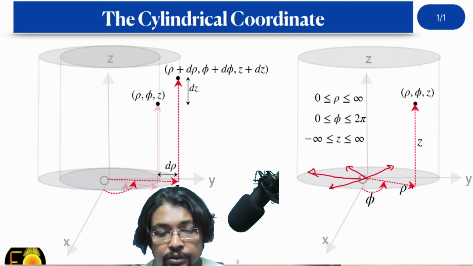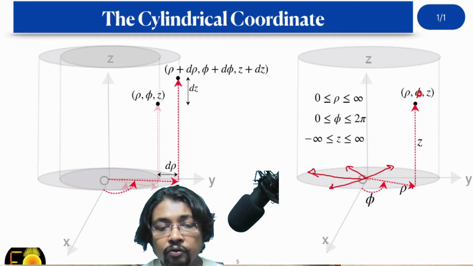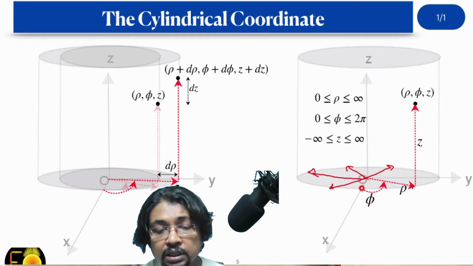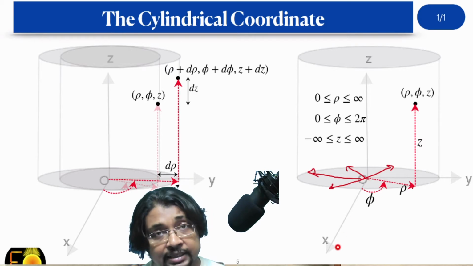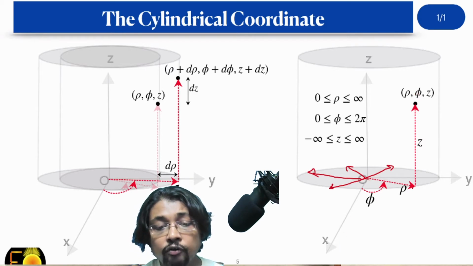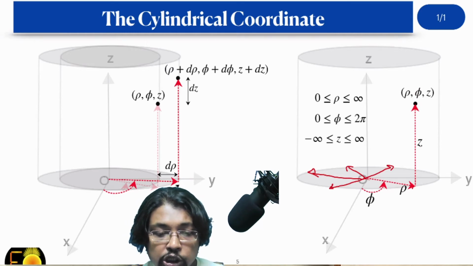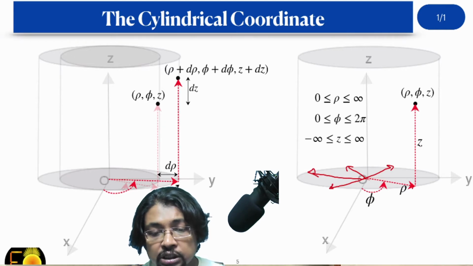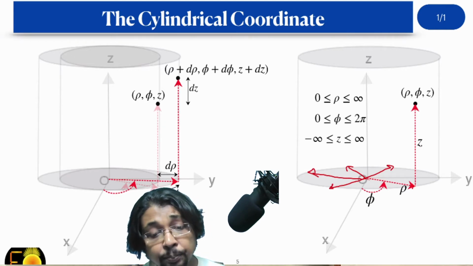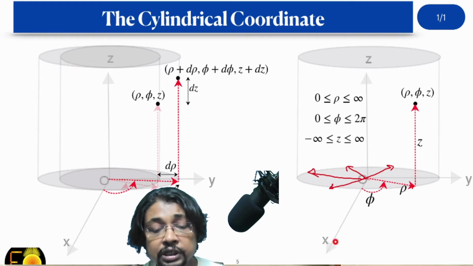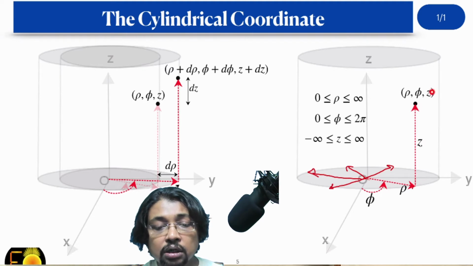Because this one is making an angle phi, which is the coordinate defined over here, with the x-axis. So this radius, which is making an angle phi with the x-axis, gives the second coordinate for this point. First of all, you decide to reach this point along the radius direction, but making an angle phi with respect to x. Then you move along the vertical direction by an amount z, and obviously you will reach over here.